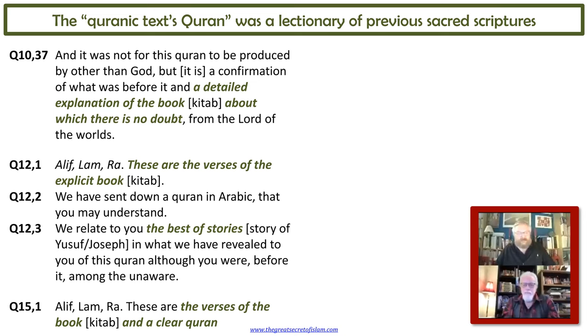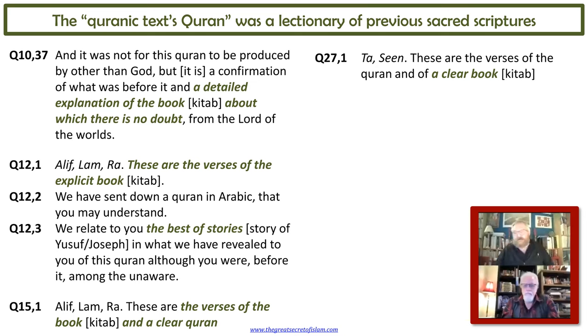And another verse, in Surah 15, verse 1: "These are the verses of the scripture, the book, the kitab, and a clear Quran." So here we have a preacher telling his audience that the verses of the scripture that he is about to tell in the following verses are kind of the same as the ones that we can find in the clear Quran, the Arabic lectionary. Again, we have here evidence that the Arabic lectionary, the clear Quran, featured the verses of the kitab, the sacred scriptures of the 7th century in the Middle East.